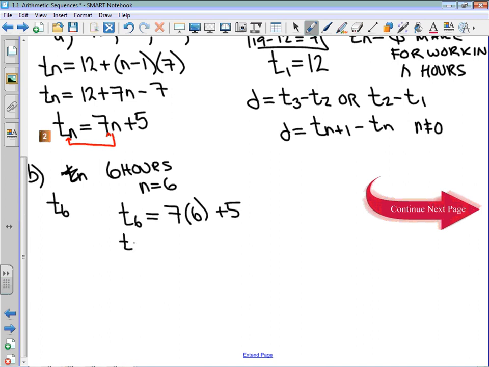So term 6 is going to be 42 plus 5. So you would get paid $47 for 6 hours of work.